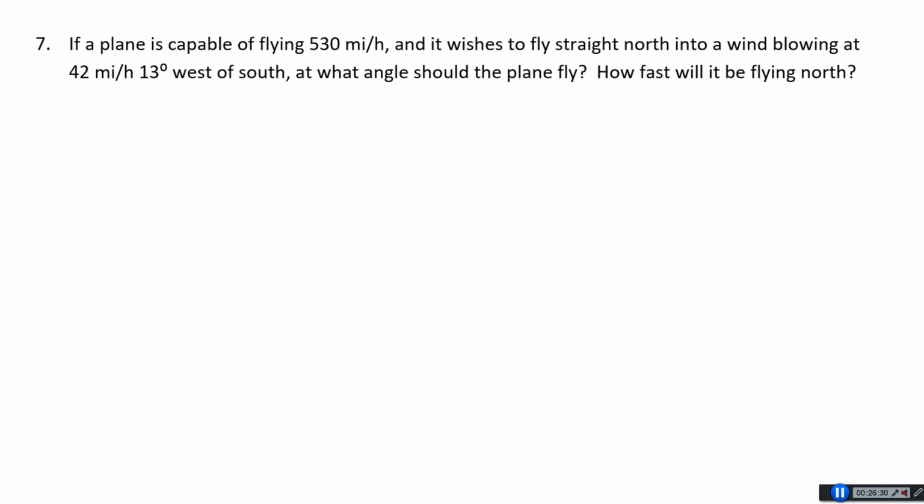If a plane is capable of flying 530 miles per hour, and it wishes to fly straight north into a wind blowing at 42 miles per hour, 13 degrees west of south, what angle should the plane fly? So the plane wants to fly straight north. That's my result.